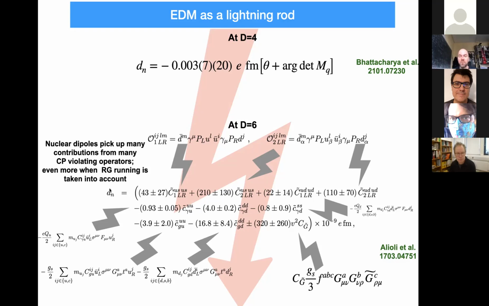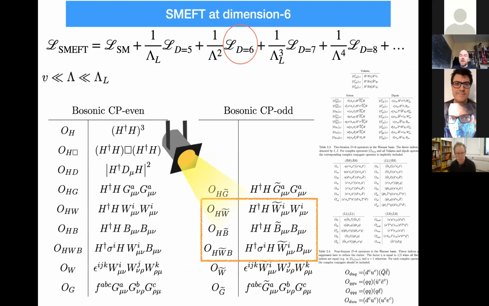You're looking at one observable, but you're probing a very broad range of different possible physics at the high scale. So that's the power of this measurement. Now let me maybe change gears and illustrate a little bit this fact about the relation between the high energy and low energy when we look at the CP violation in a completely different sector, which is the sector of the Higgs.